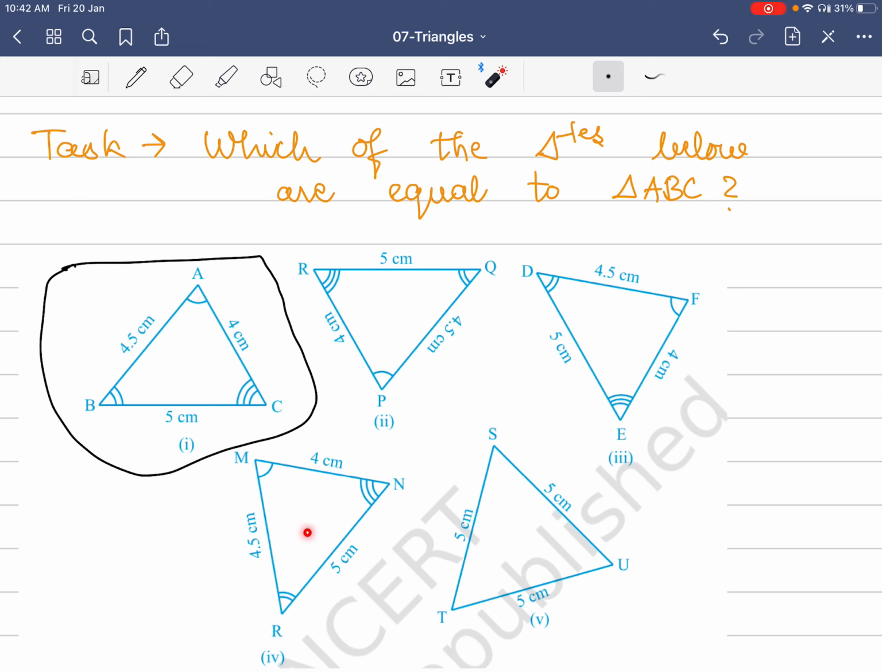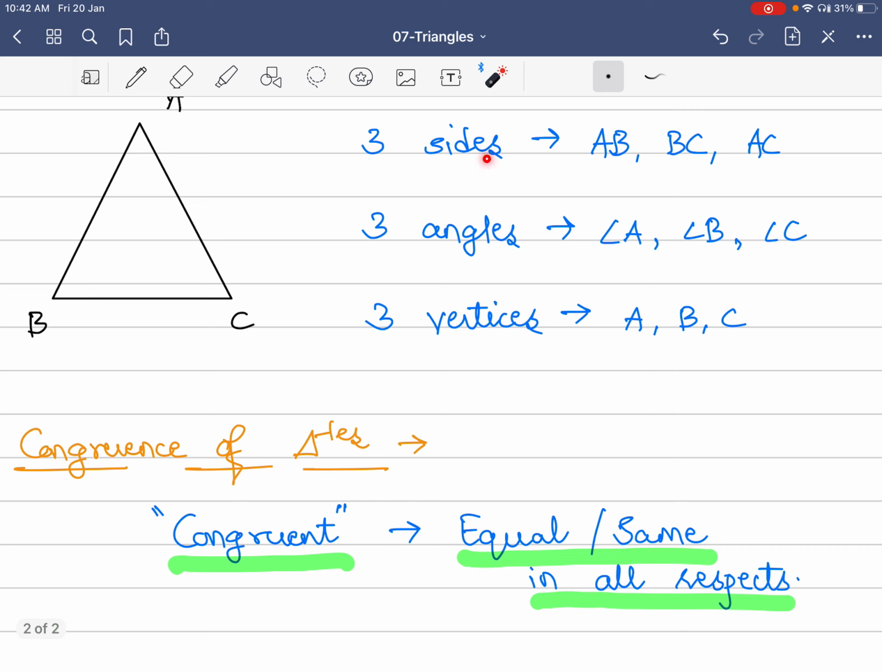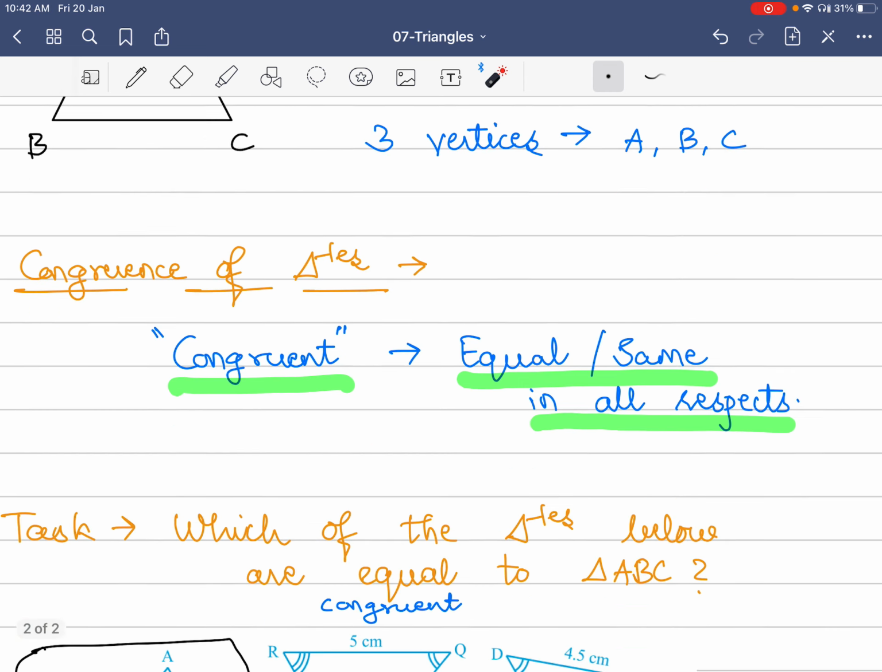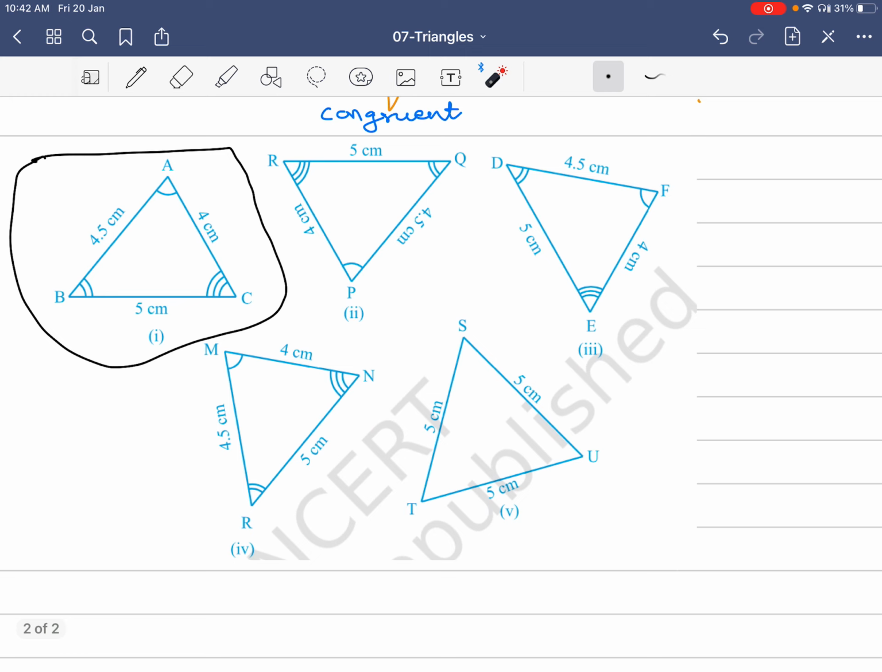Now out of these four triangles, there are some triangles which are equal or congruent. I'll better use the word congruent. Equal and congruent are the same, but just congruent to triangle ABC. This is triangle ABC. Now as we have seen, if two figures or two triangles are to be congruent, all these three aspects of the triangle should be equal. So let's see one by one which triangles satisfy this property. Now first of all, let's focus on the sides of the triangle. You can see ABC has sides 4.5, 5, and 4.